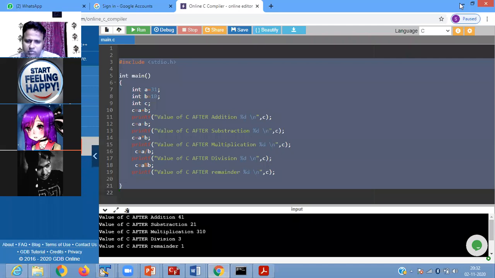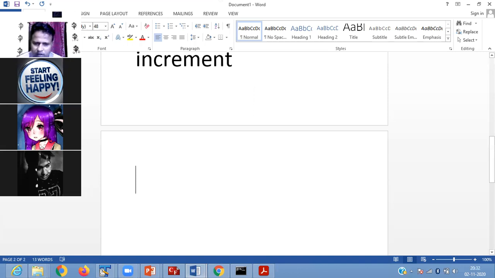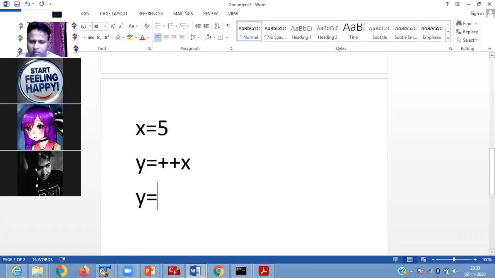Now, in this case, what happens? If your x value is 5, and then I write y equals plus plus x and execute this statement, then tell me what is the value of y and what is the value of x here.